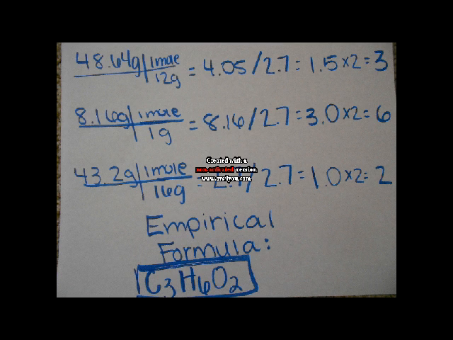So 4.05 divided by 2.7 gives me 1.5. 8.16 divided by 2.7 gives me 3, and 2.7 divided by itself gives me 1. Now that I have 1.5, which is not a whole number, I'm going to want to multiply that number and the rest of my numbers so that my 1.5 can be a whole number. So 1.5 times 2 gives me 3, which is my closest whole number. I'm going to multiply all the other numbers by 2, which is 3 times 2 is 6, and 1 times 2 is 2.